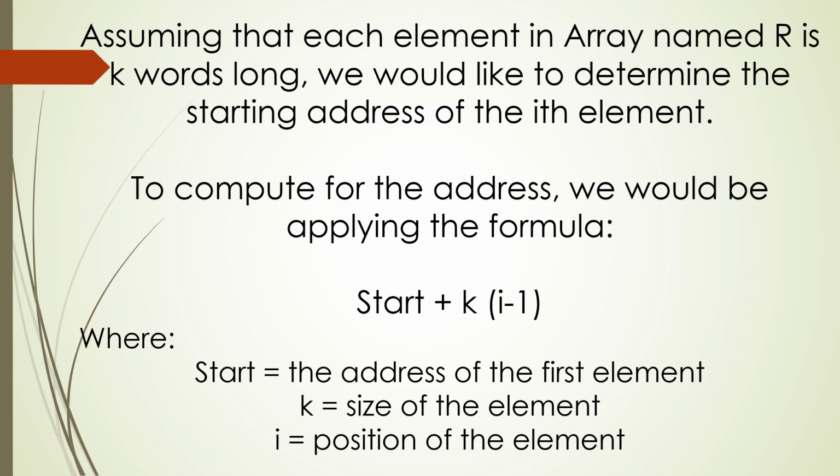Okay. Now, to compute for the address of the ith element, all we have to do is to follow this formula. Start plus k times the difference of I and 1. Okay, so I minus 1. Where start is the starting address of the first element, k is the size of each element, and I is our desired position of an element.